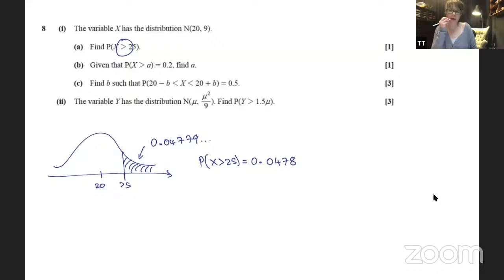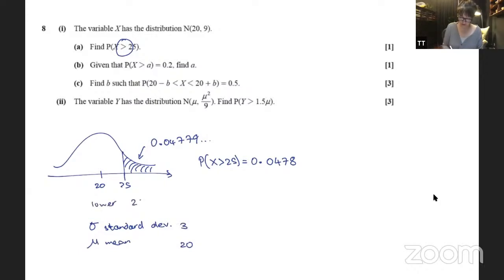Why have we got different answers, May? This is the standard deviation, not the variance. So you should have put in that the mean is 20, standard deviation is 3, the lower bound is 25, and the upper, you just have to put a massive number. Yeah, that's what I put. 1,000 million or something.